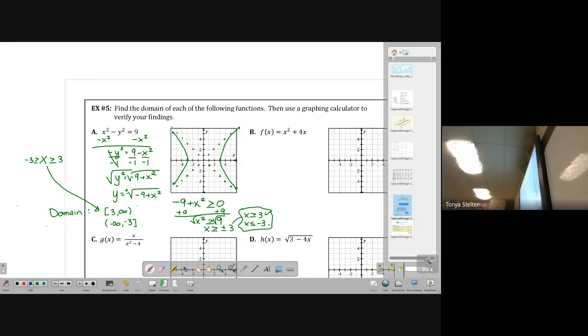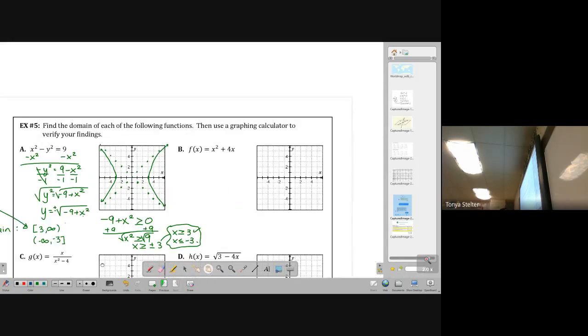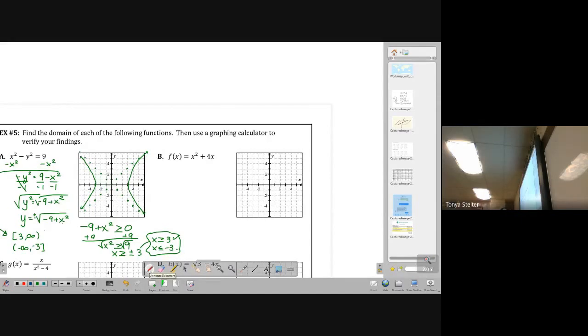All right, the next one's a quadratic. You guys could probably graph that without a graphing calculator. So you can figure out the vertex. I'm going to just do it for extra practice. You plug that in, you end up with the negative 2 for the x, then plug negative 2 in. So your vertex is at -2, -4.